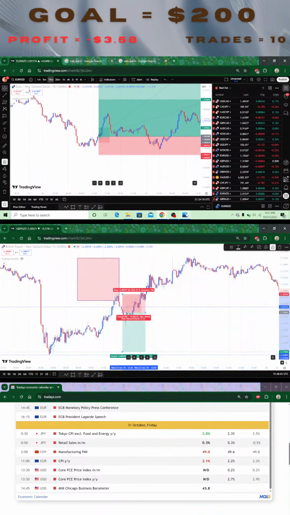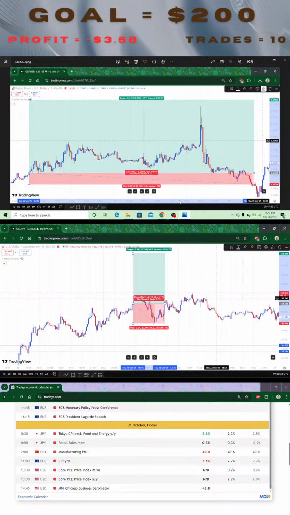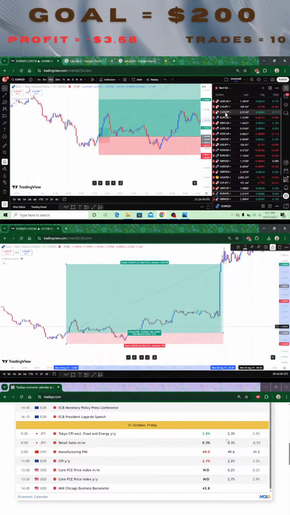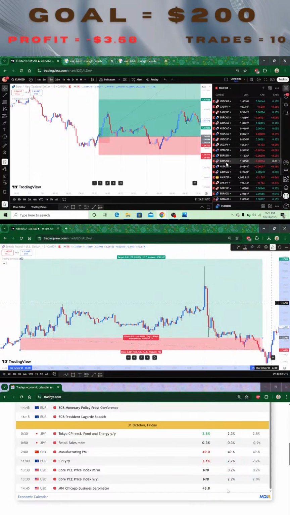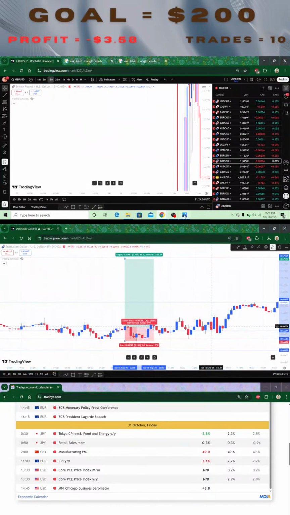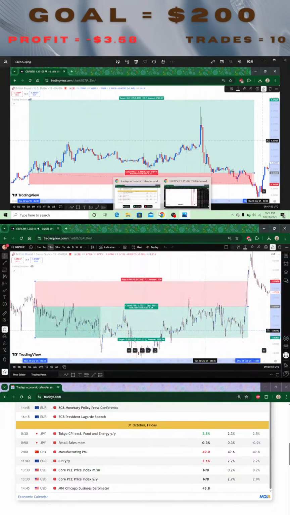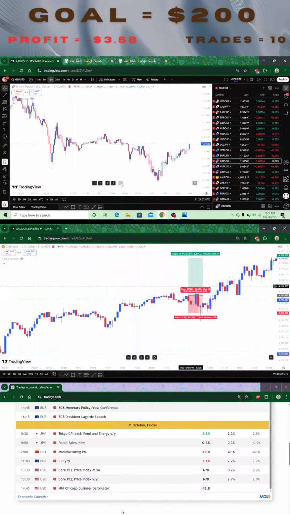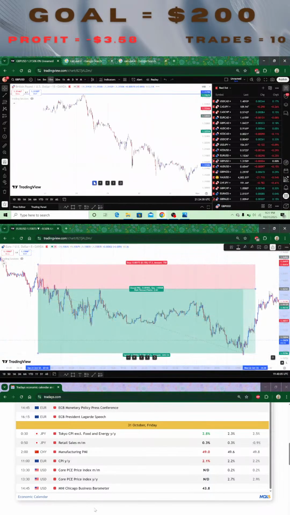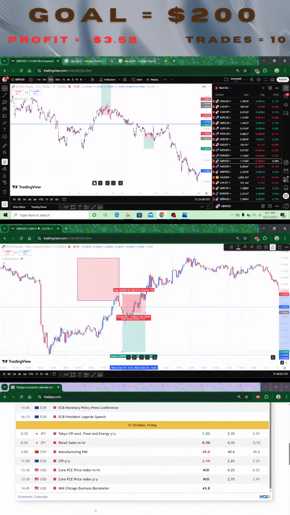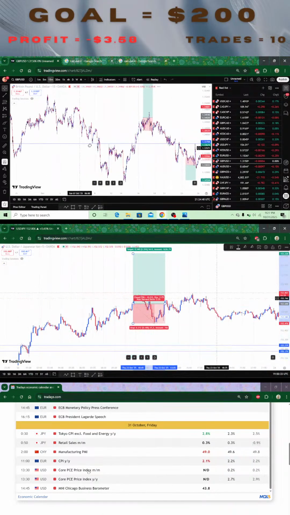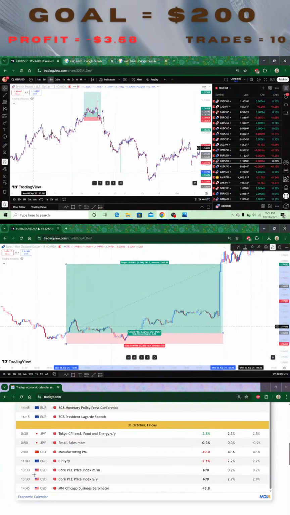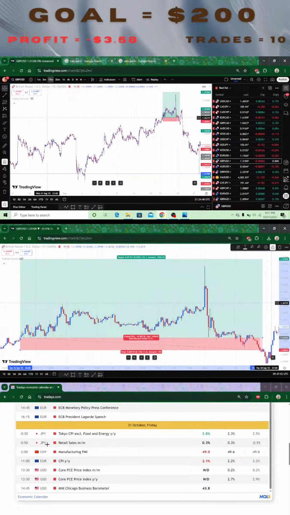GBP USD. Where is GBP USD? Okay, here you go. So GBP USD, what trade was that? That was on the 16th of September. Let's shrink it down a little so we can look at it. GBP USD, 16th of September. Take me to the 16th.